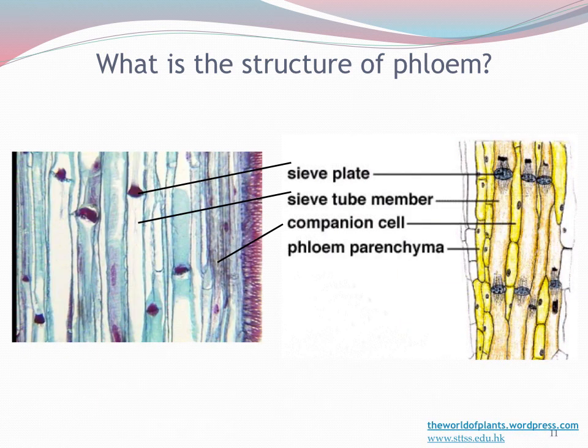Okay, let's look at the structure of phloem. So here you can see phloem tubes and companion cells. There is also phloem parenchyma, which are those little cells. They are known as packing cells. So parenchyma are the packing cells. You'll learn more about that at A level.